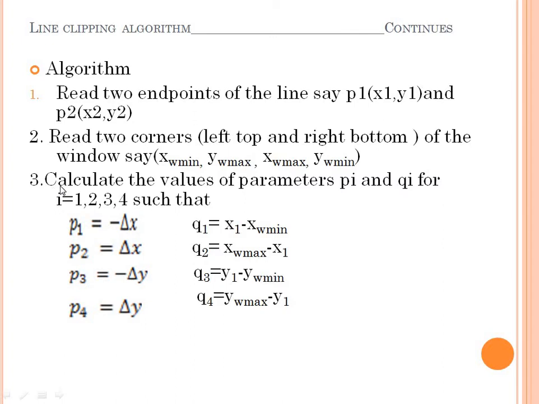Then the third step is to calculate the values of the parameters p_i and q_i for i equal to 1, 2, 3, 4, such that p1 is equal to minus delta x, p2 is equal to delta x, p3 is equal to minus delta y and p4 is equal to delta y. These are the formulas. Q1 is equal to x1 minus xw minimum, q2 is equal to xw maximum minus x1, q3 is equal to y1 minus yw minimum and q4 is equal to yw maximum minus y1.